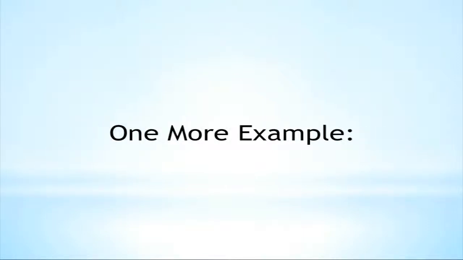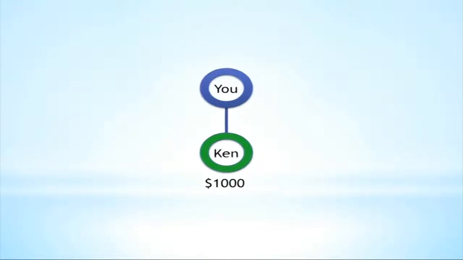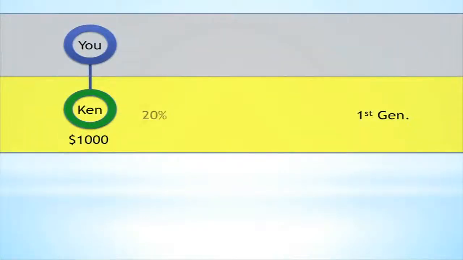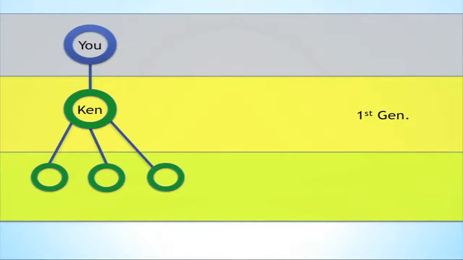Let's say that Ken creates an income of $1,000 per week from the cycles that are generated by his team. Because the matching bonus on your first generation is 20%, the computer would add an additional $200 to your check. Now, let's also assume that Ken has enrolled 3 people who are each earning $100 a week from their individual groups. Since you enrolled Ken, he's on your first generation, so the people that Ken enrolls are on his first generation. That puts them on your second generation.